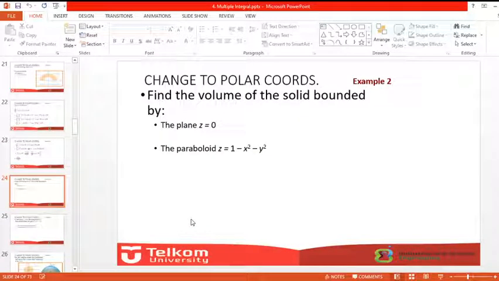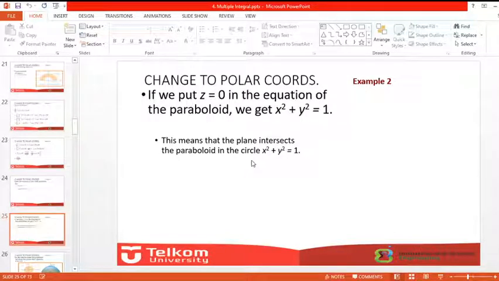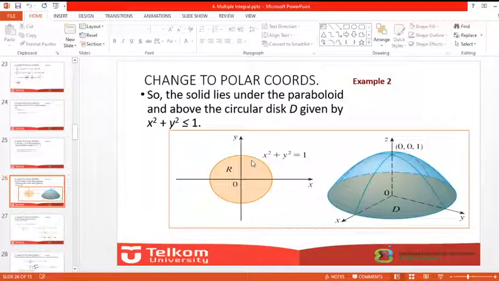Okay. Next also, if we have the plane with z equals 0 and also paraboloid z equals 1 minus x square minus y square. How we can determine this result? So means that z from 0 until 1 minus x square minus y square means that if we change to the polar coordinate, so means that z from 0 until 1 minus r square. Okay, 1 minus r square. So we can get this result.